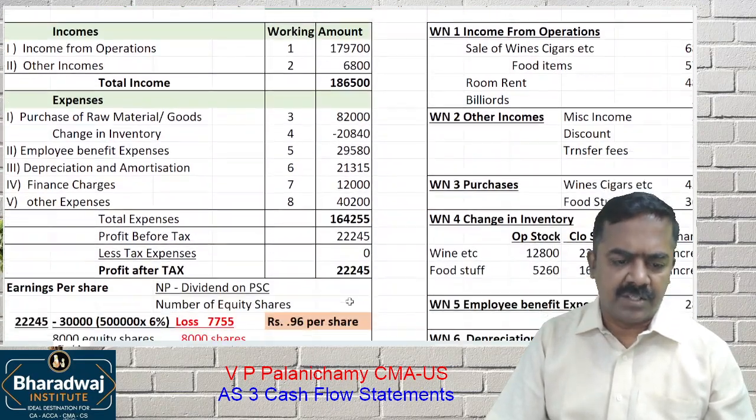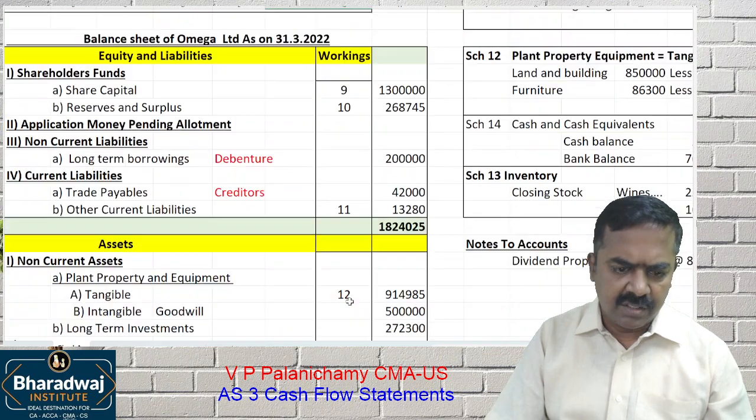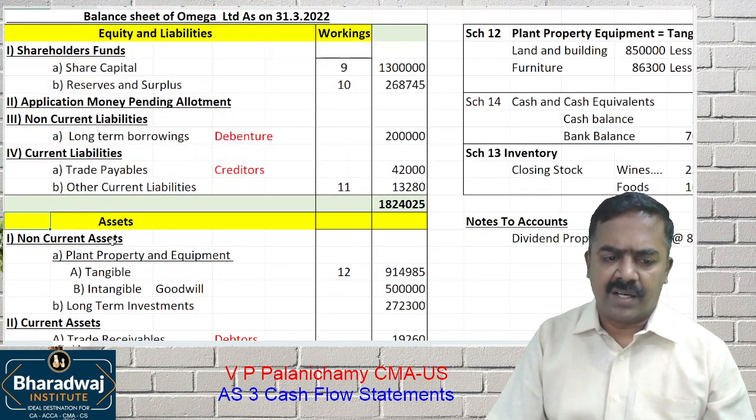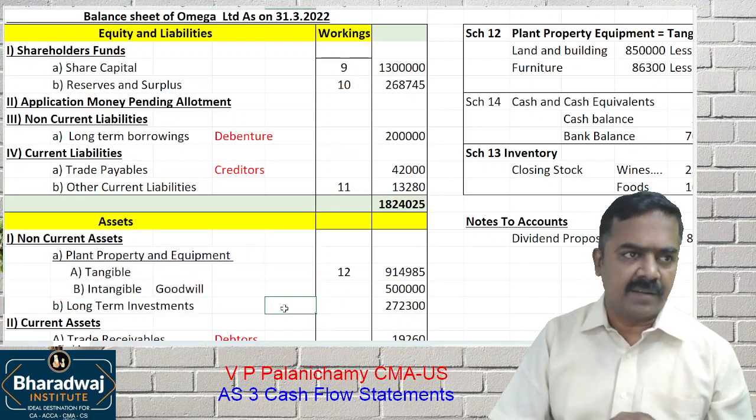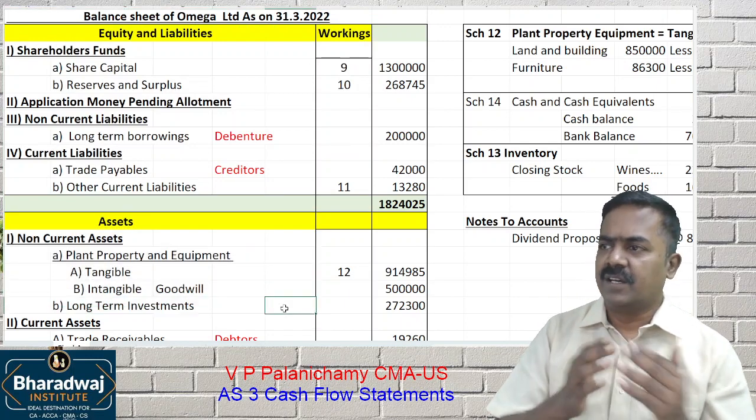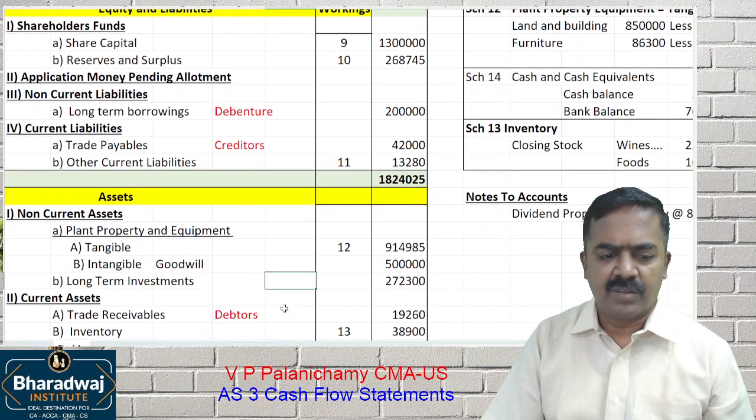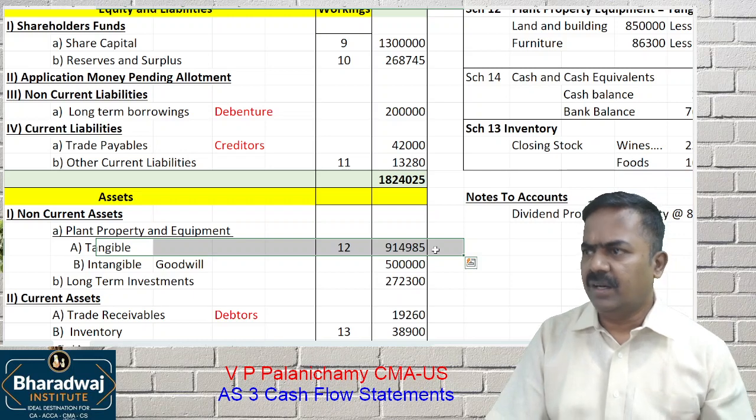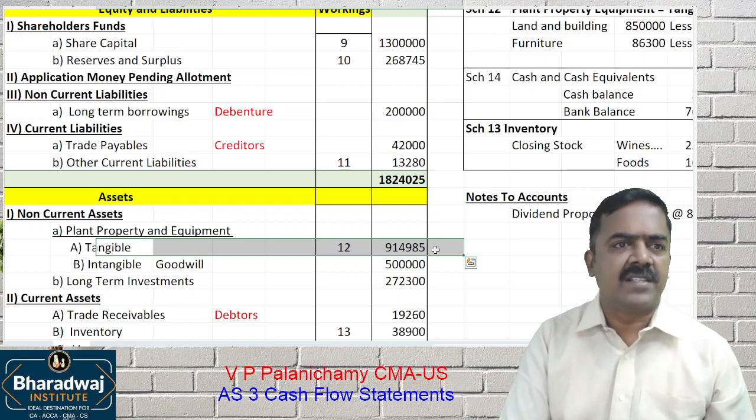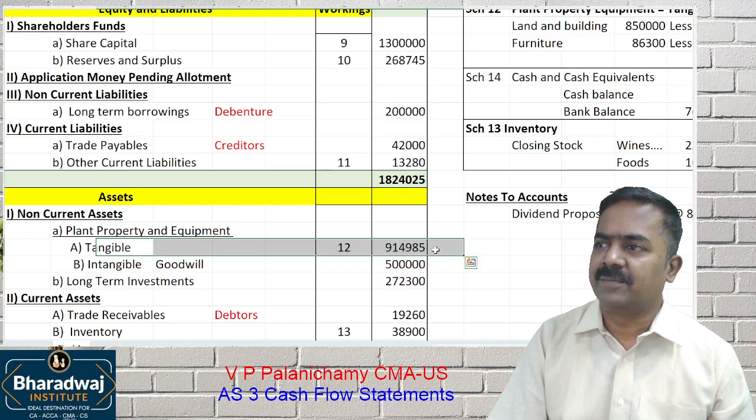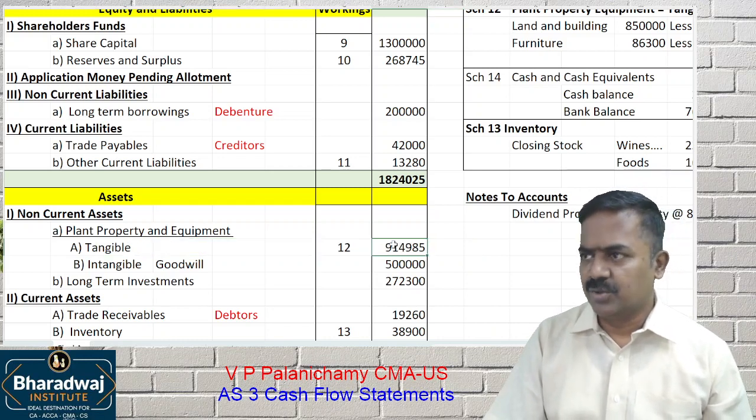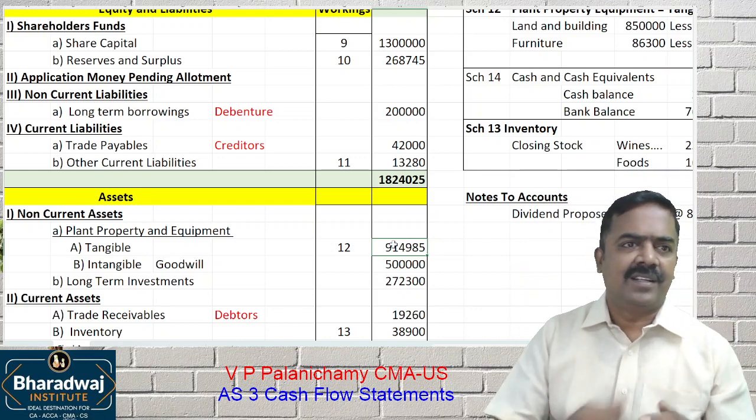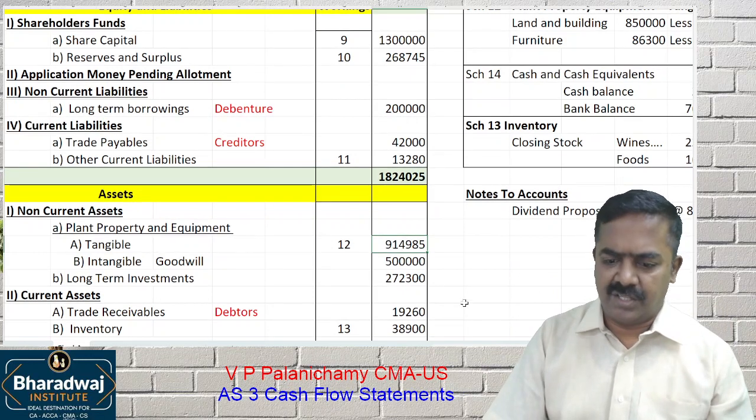Thereafter, we prepare a balance sheet, which shows the statement of equity and liabilities and assets as on a particular date. Today, these are the assets and liabilities. Tomorrow, will the same assets be there? For example, fixed assets are 9 lakhs on 31st March. On 1st April, if I sell the asset or buy a new asset, it will change. So this balance sheet is like a photograph. On this date, it is so. Next day, it may change.